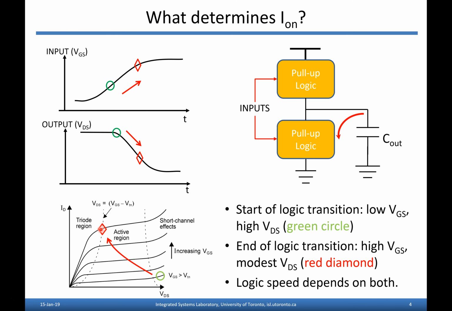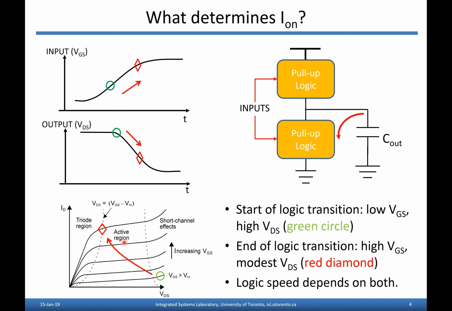And then eventually, the output voltage drops all the way, and it follows this curve all the way back down to VDS equals 0. But really, the key point in time is as we're going from the green to the red symbol here, right? That's the key part of the logic delay. And during that period of time, the transistors in the pull-down logic network are sweeping along this arc here from the green symbol to the red diamond here.